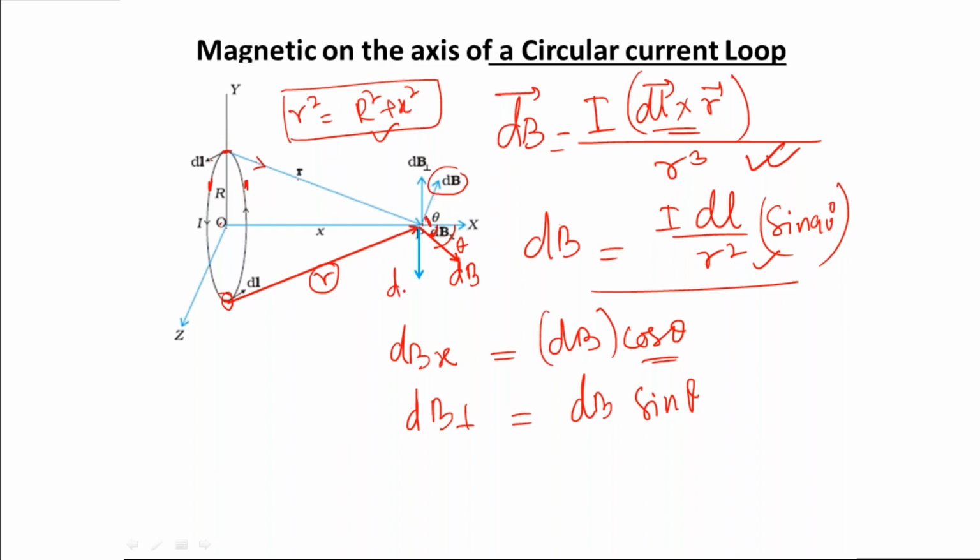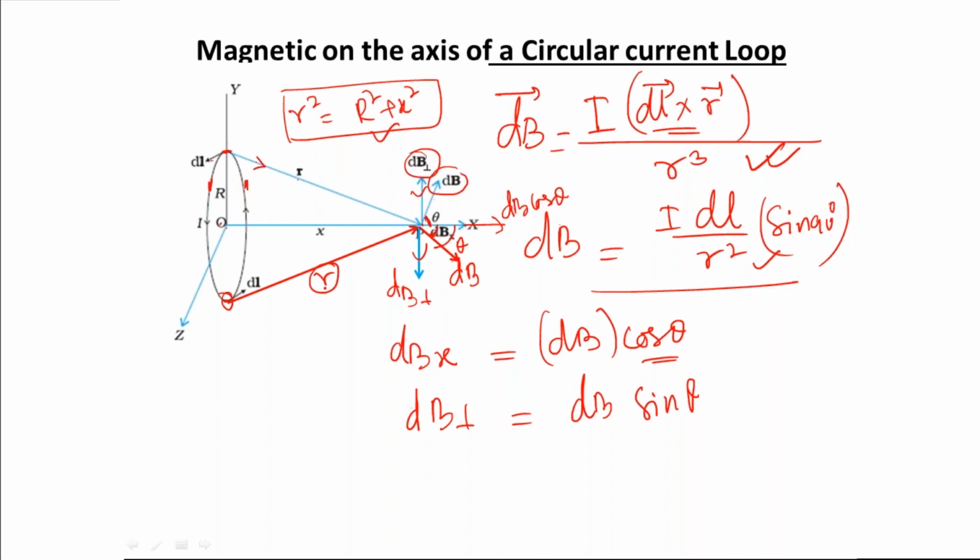So this one, you look, is actually dB perpendicular for this element, and it is exactly equal in magnitude to this one. So this one and this one will cancel each other, and the cos theta component will be added, dB cos theta again here. Understand, right?